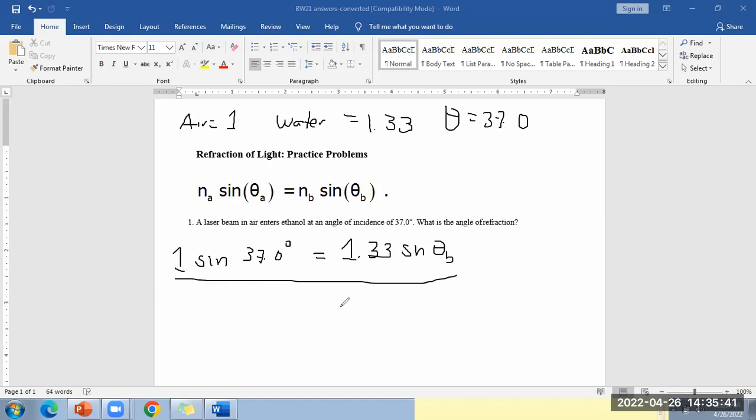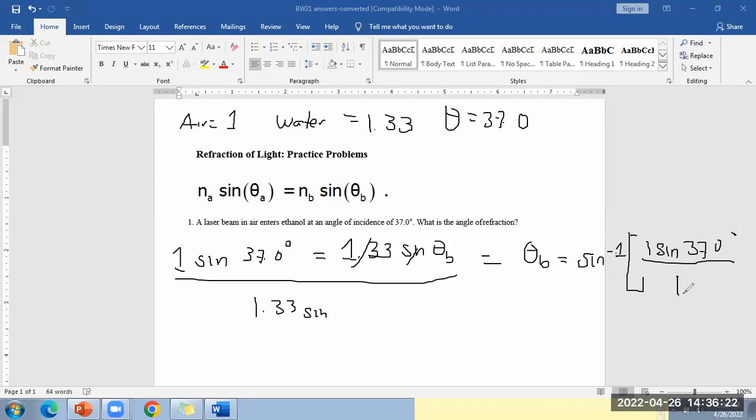We divide both sides by 1.33 sine, so it cancels, and what is left is angle B. Since the sine is below, it becomes sine raised to negative 1. So angle B equals sine raised to negative 1 of 1 times sine 37 degrees divided by 1.33. Now please solve using the calculator. What will be the value of B?